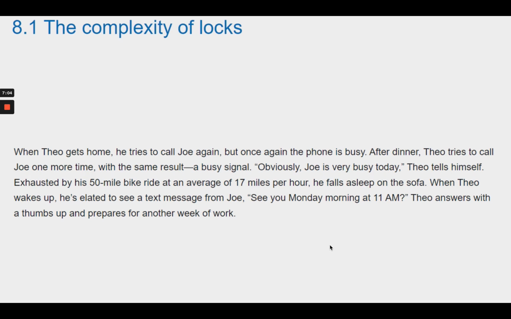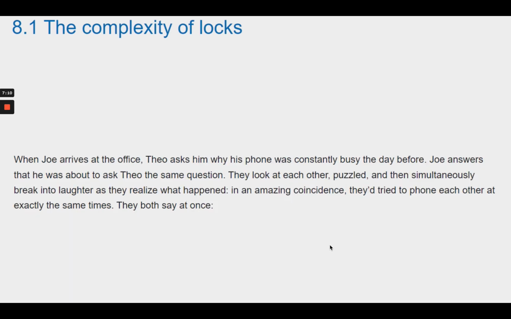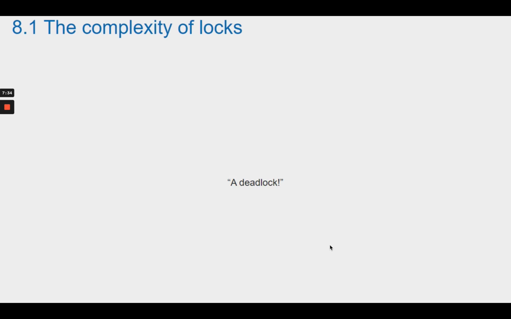"See you Monday morning at 11 a.m.?" Theo answers with a thumbs up and prepares for another week of work. When Joe arrives at the office, Theo asks him why his phone was constantly busy the day before. Joe answers that he was about to ask Theo the same question. They look at each other, puzzled, and then simultaneously break into laughter as they realize what happened. In an amazing coincidence, they'd tried to phone each other at exactly the same times. They both say at once, "A deadlock."